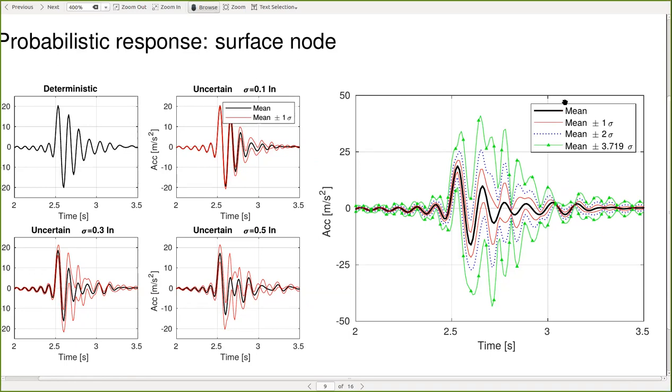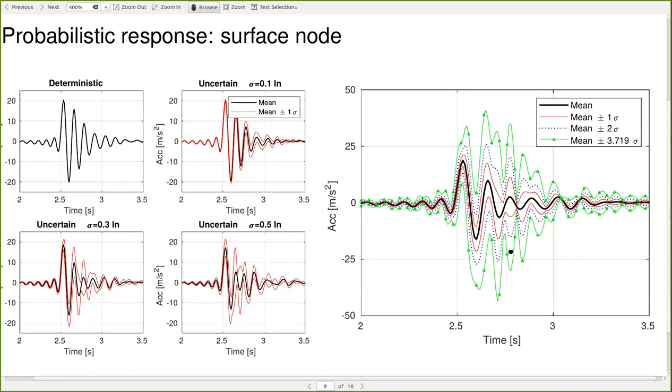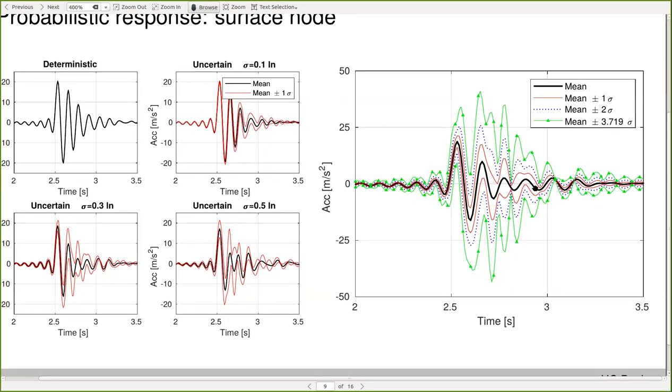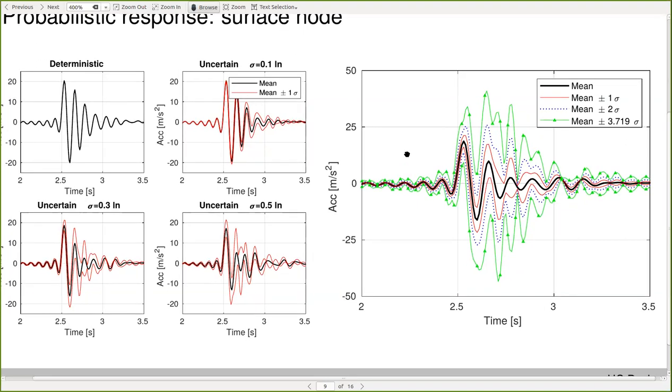The 3.719 sigma is 10 to the minus 4 probability, and this is showing a significant increase. Yes, that's true. For example, in some risk applications where people do care about this tail distribution, you need to have an accurate estimation for such a tail value.